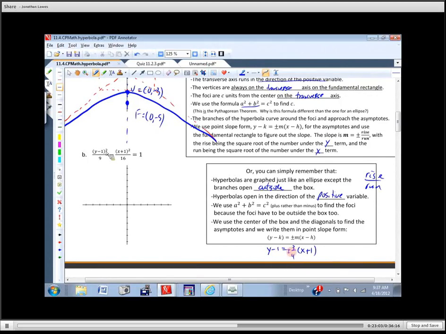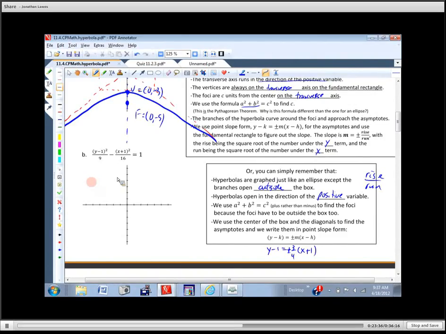You grab this expression right here, y minus 1. Put it right there. This expression right here, x plus 1, put it right here. And then all you have to do is figure out the slope. Number underneath the x, square root, that's the run. Number underneath the y, square root, that's the rise. Put a plus or minus, you're done. To find the asymptotes? Yeah, now we're going to graph this. Graphing is the easy part. The asymptote is the tough part. Graphing's the easy part for everybody but Alex.